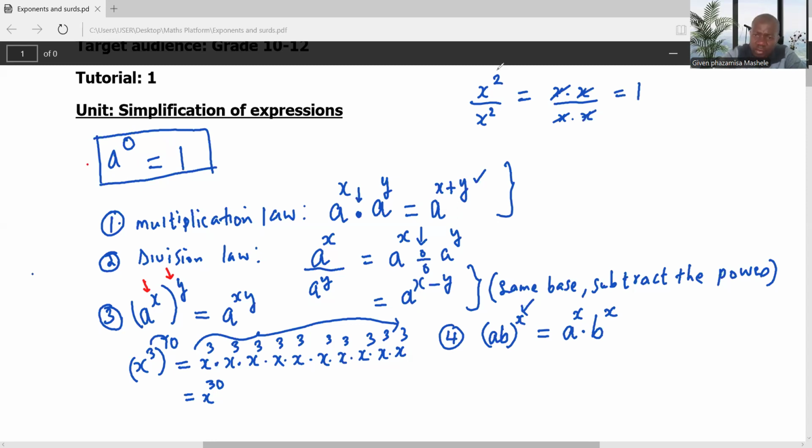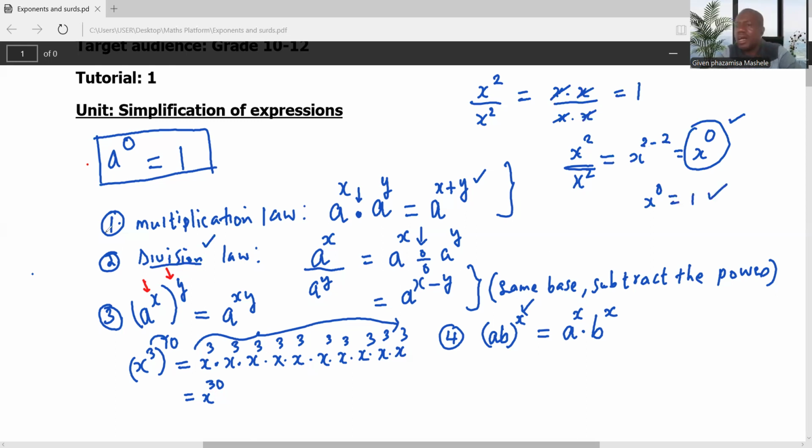Let's look at this. If we were to simplify this, because we know that x squared divided by x squared is 1, let us use the division law, because we are dividing here. The division law says, since we are dividing, we take one base and we subtract the exponents. This will give us x to the power of 0. And you see that since we have x to the power of 0, it means these two things are equal, because x squared divided by x squared is the same as this. And since this one is 1, it means even x to the power of 0 is 1. Which means any number raised to the power of 0 always equals 1.